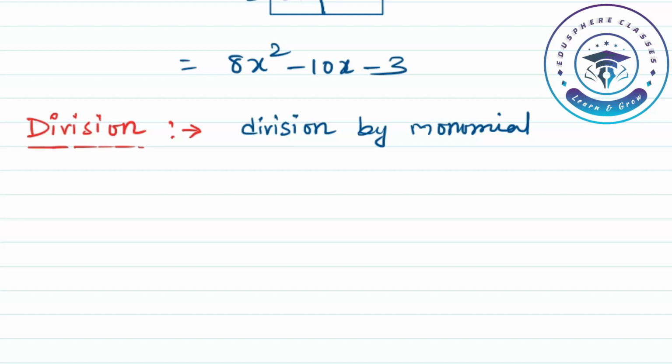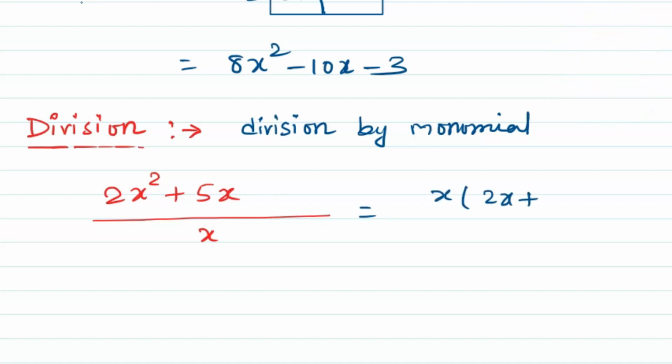So division by monomial. Suppose we have 2x square plus 5x plus 9 divided by x, then we will not be able to divide because there is no common x in the numerator. But if we do just 2x square plus 5x divided by x, then we can divide. We can take x common from the numerator, then it will become 2x plus 5 divided by x. So now x can cancel out, so we'll be getting 2x plus 5. So this is how we can use division of polynomials.